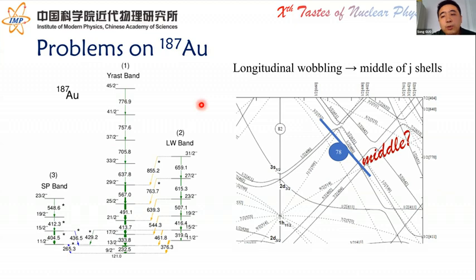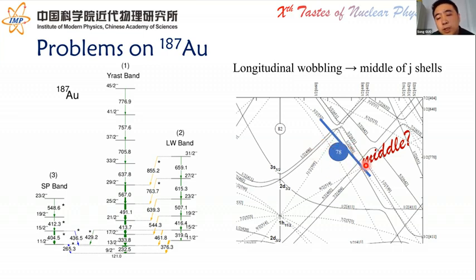And this spring, when I read the article on the Au-187, I found it is quite interesting. It is declared to be the first longitudinal wobbling. According to this paper, such a wobbling is achieved when the quasi-particle rises up from the middle of j shells. However, since the quasi-particle occupies the intruder h9/2 orbital, it should be located at the lowest or the second orbital. I don't think they can be regarded as middle j orbital.